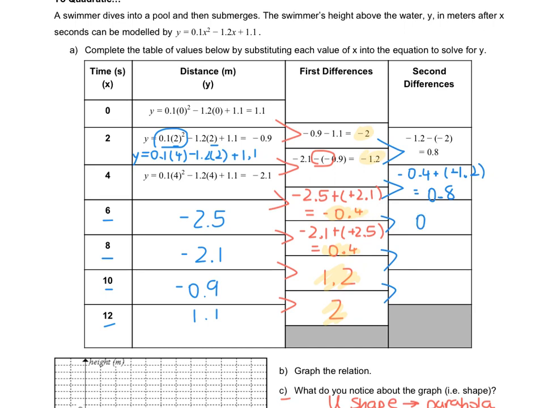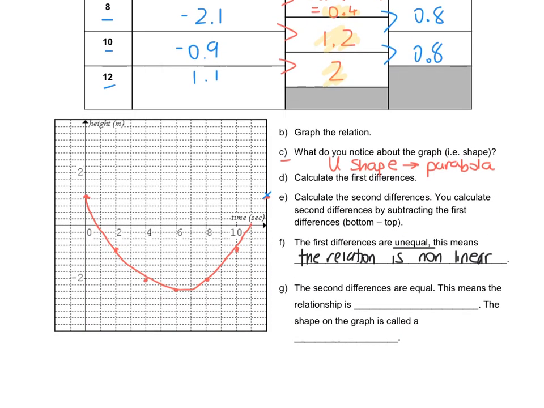So hopefully you got 0.8 for all of them. So our second differences are all the same when it's a quadratic. So if the second differences are equal, this means the relation is quadratic. And if it is quadratic, it has this parabolic shape. Okay? So we can see the shape is that U shape, that's called a parabola.